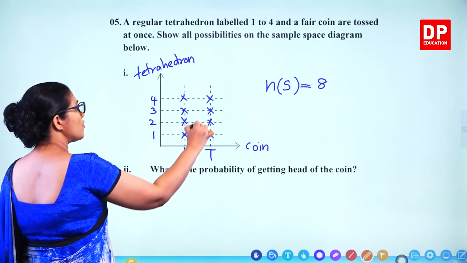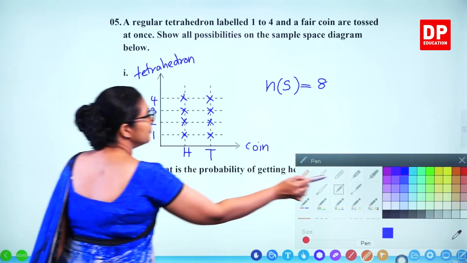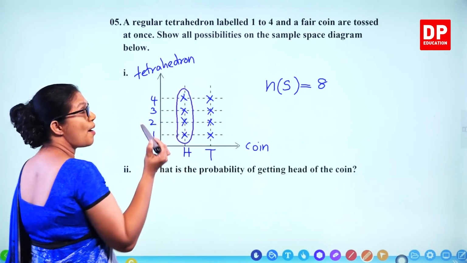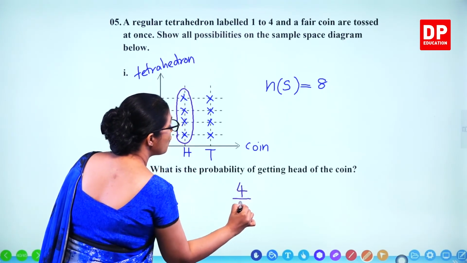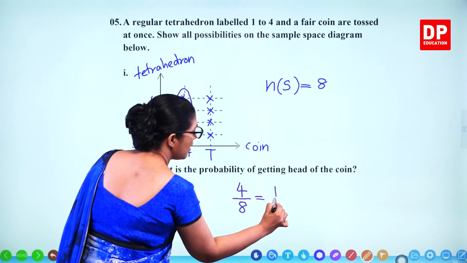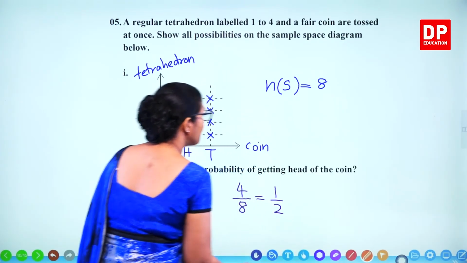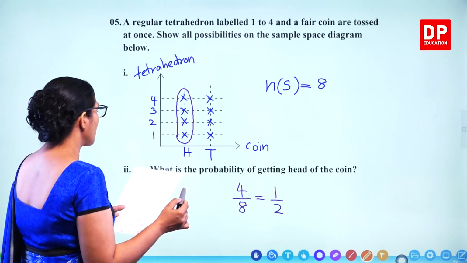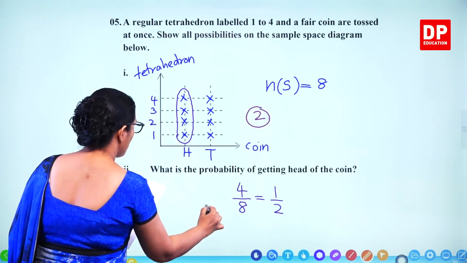Head of the coin. So these 4 possibilities you can take. These 4, head. Any number with head. So 4 possibilities out of 8. That's half. How many marks are there? 2 marks for the diagram and 2 marks for this part.